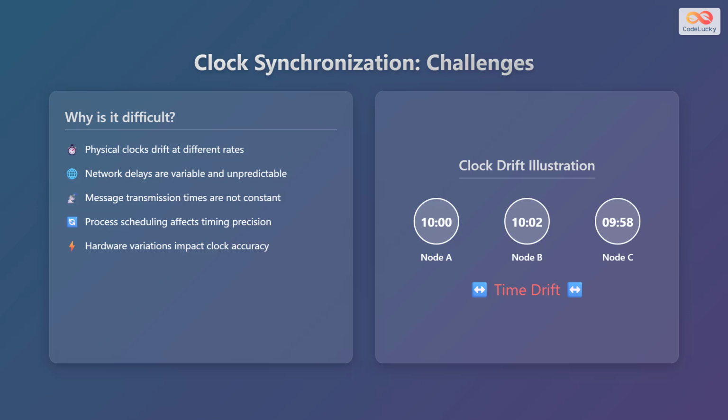As you can see in the illustration, Node A's clock shows 10 o'clock, Node B's clock shows 10 minutes past 10, and Node C's clock shows 2 minutes to 10. This illustrates the phenomenon of time drift across different nodes in a distributed system.